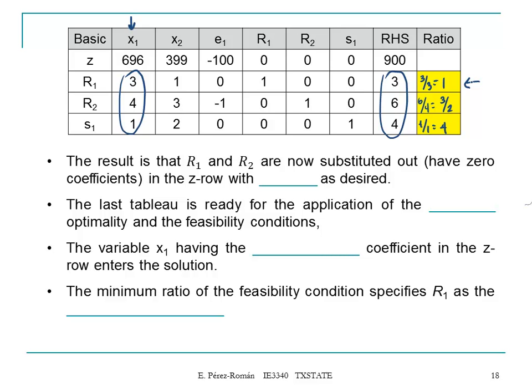Okay, so the result is that R1 and R2 are now substituted out as zero coefficients in the Z row, with Z equals 900 as desired, right here. The last tableau is ready for the application of the simplex optimality and feasibility conditions. The variable x1 having the most positive coefficient in the Z row enters the solution, and that's what we identify here. And the minimum ratio of the feasibility condition specifies that R1 is our leaving variable. And that's what we saw by looking at the ratios.